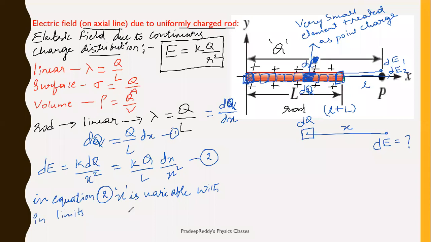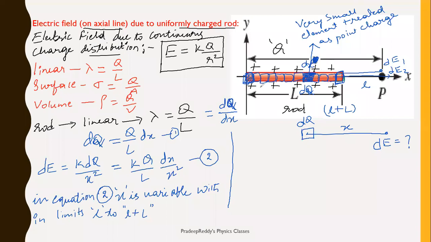What are the limits for this x value? Within the limits, it is changing from small l to small l plus capital L. These are the limits. Now, in order to find out the net field because of this total rod, I should add all these: dE1 plus dE2 plus dE3 plus dE4. Like that, I should find out each element's electric field and add them.